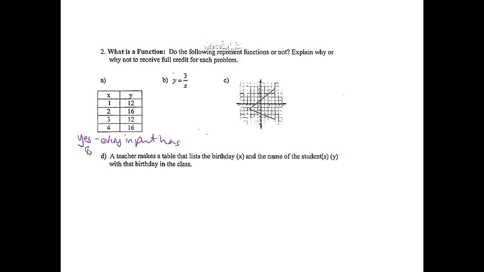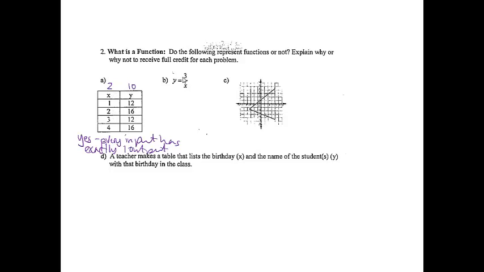has exactly one output. One thing just to show that if this was not a function, if I added to my table like 2, 10, notice then that 2 has 2 different prices, and that would not work.